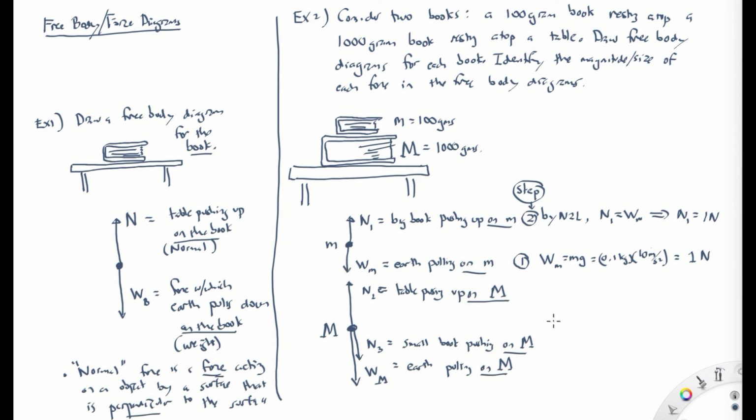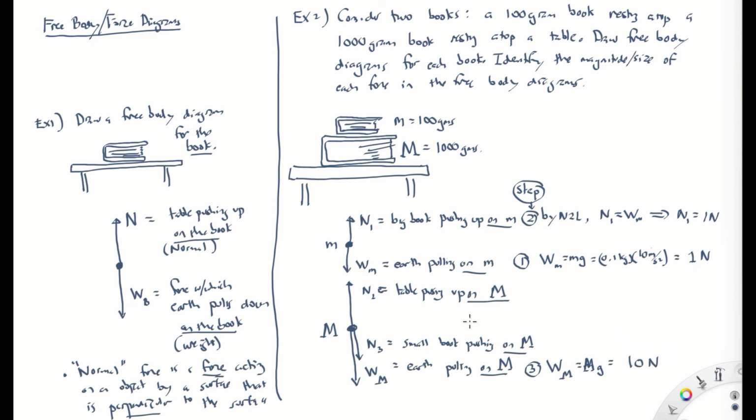Okay, now let's go on to the free body diagram for the lower one. Well, we know this is step 3. This is an easy one to do right away. We can figure out the weight of the big book. The weight of this big mass is going to be its mass, capital M times g, and that's 1 kilogram times 10 meters per second squared, so that's going to be 10 newtons, is going to be that force, right?